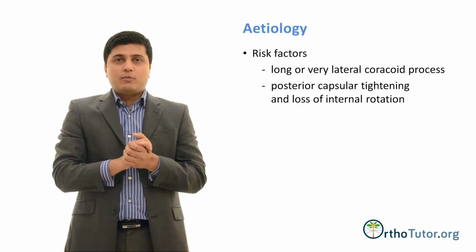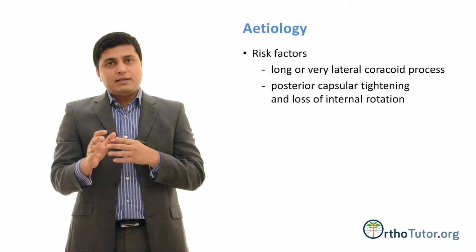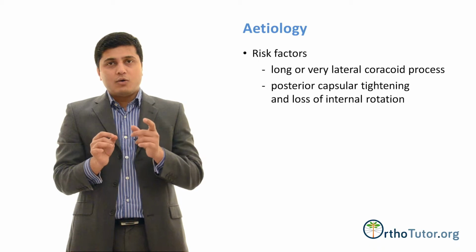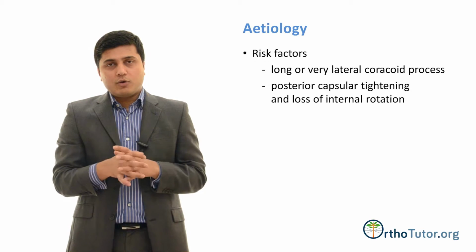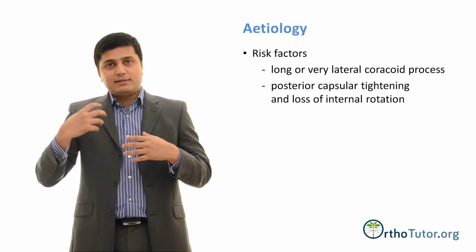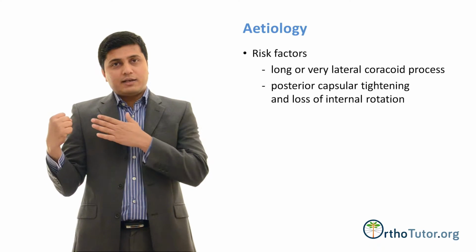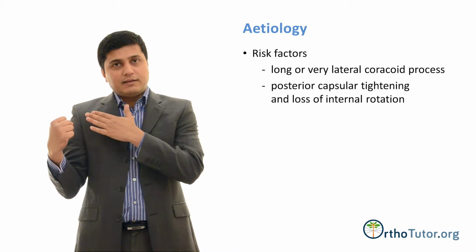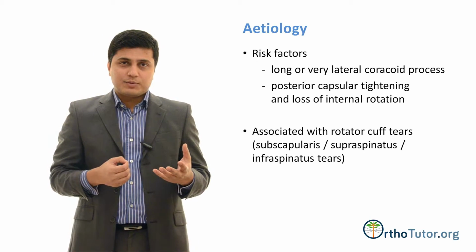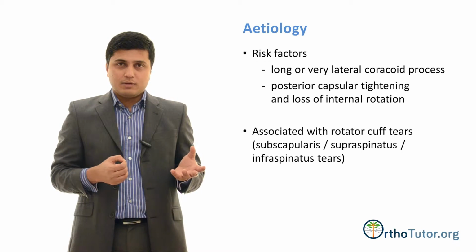So let's look into what causes subcoracoid impingement. There are mainly 2 causes. The first and foremost is having an abnormally long coracoid process. The second is tightness in the posterior capsule or a loss of internal rotation, which can put undue stress on the front of your shoulder. At times it can be associated with subscapularis tears, supraspinatus tears and infraspinatus tears as well.